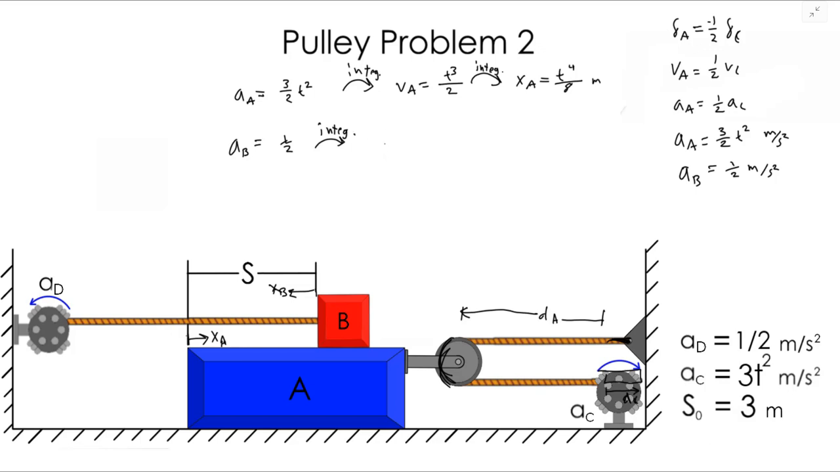And that's going to lead to VB equals a half t. Obviously it's going to be plus 0, just like I explained, since they're starting from rest. So we're going to do another integral.